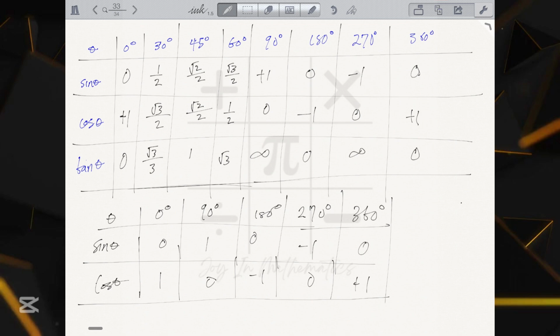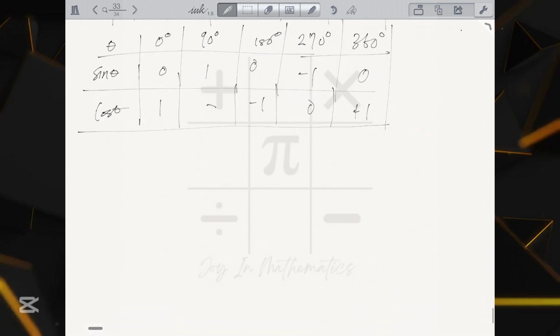Now we can see the alternating section: sine theta moves from 0 to 1, then from 0 to minus 1 and back to 0. Cos theta will start from 1, go to 0, down to minus 1, back to 0, and back to positive 1. So let's represent this in a graph.